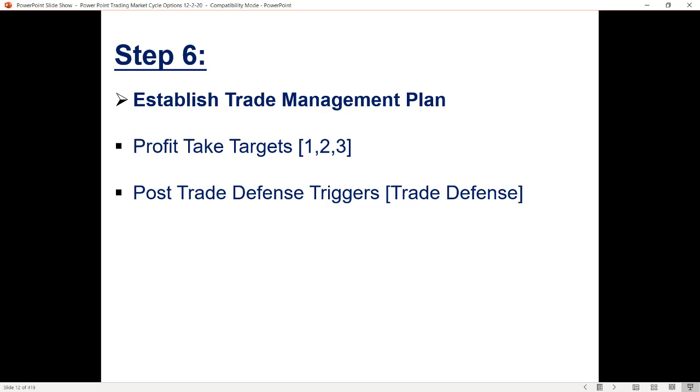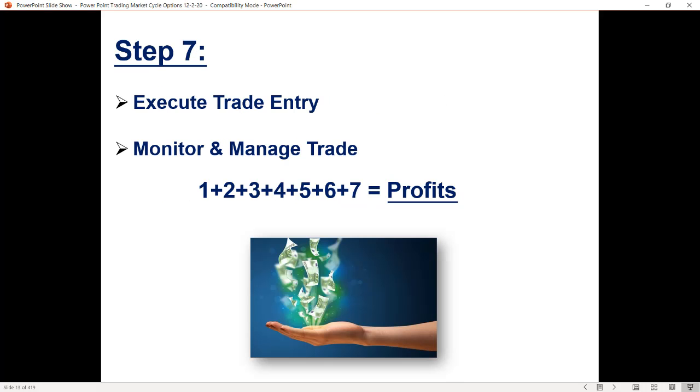Step 6, have your management plan established. Where are you going to take profits? That's where that target mapping really comes in and is very crucial. And then where are your post-trade defense triggers for either stop loss or defending? And then finally you get to execute the trade and manage it. So it's a 7-step process that you go through before you even put the trade on. So let's take a look at what we've done here based on this process on Apple.